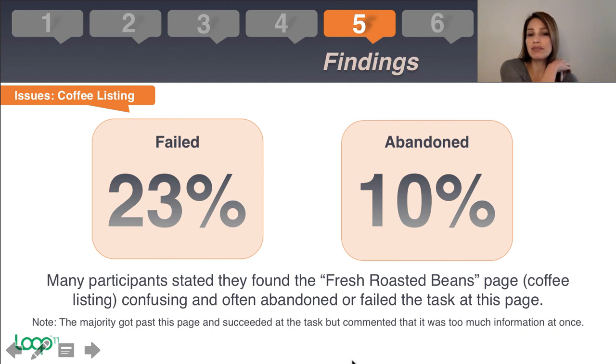Now to the coffee listing page itself. Once participants found the coffee listing page, another obstacle was reached. 23% failed at the task once they reached this page, and 10% abandoned the task altogether. The participants that succeeded past this page still commented at the end of the task that the page had too much information and was a bit overwhelming for a product page.